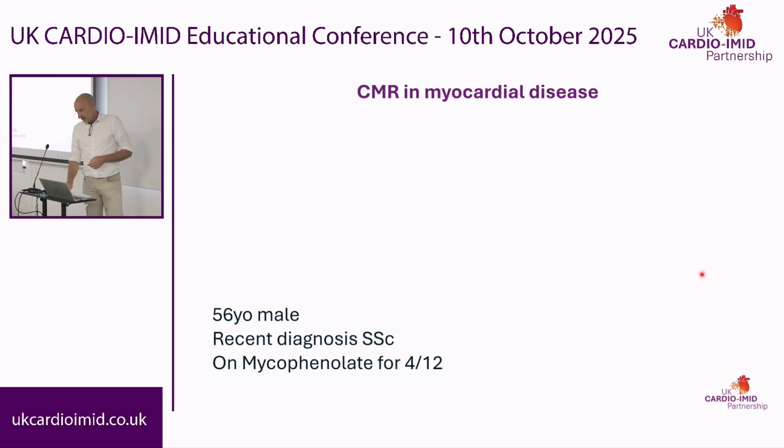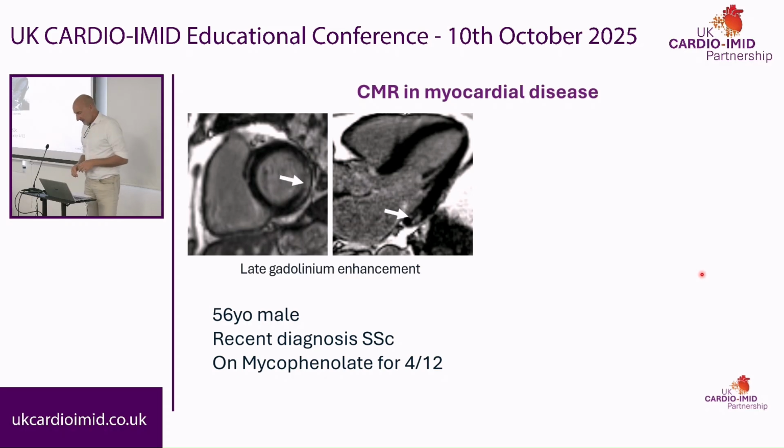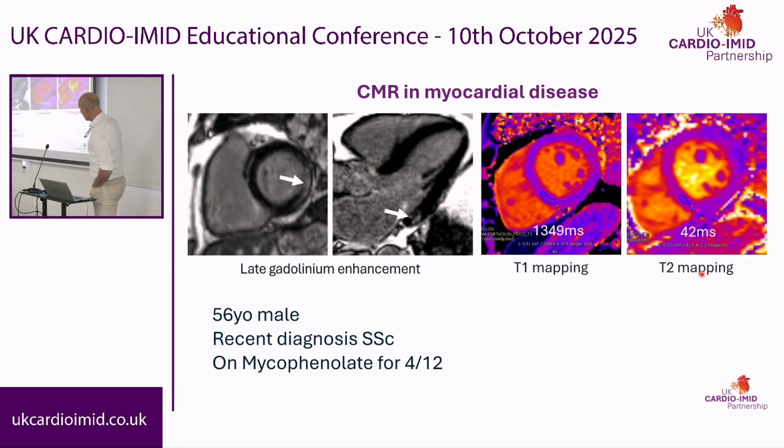So let me show you a quick case that Chin kindly gave me from one of his patients. Here's a patient with recent diagnosis of systemic sclerosis. There's a little spot of late GAD in the lateral wall, which I think in this case is pretty unequivocal. We do a T1 and a T2 map, and relative to our normal ranges, the T1 was raised at 1349, this is at 3 Tesla, and the T2 was sort of normalish, upper limit of normal, I think it's 42, Chin. So it's just on the edge.